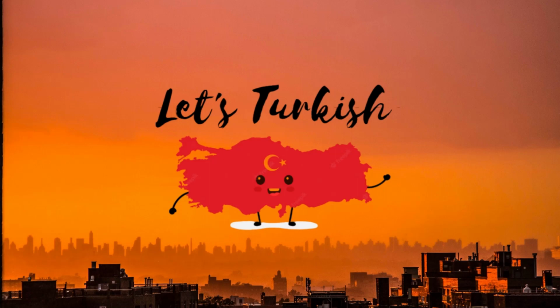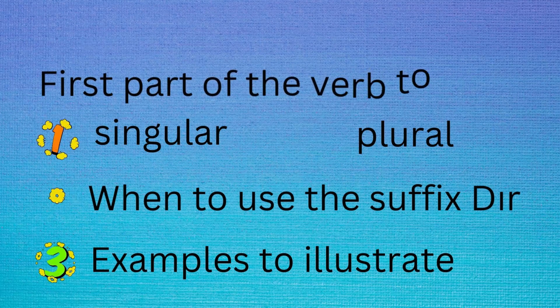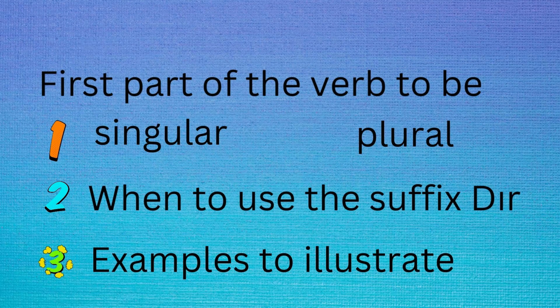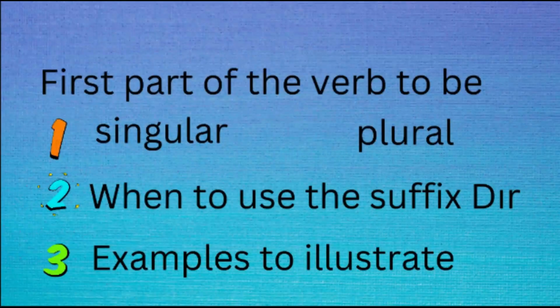So in this video, we will be carrying on the previous lesson, which was about the first part of the verb to be. Let me just summarize the previous. We have learned how to form the verb to be in singular and plural, and the cases in which we use the suffix dir to generalize and also to talk about facts in Turkish. And we also gave examples in order to illustrate.